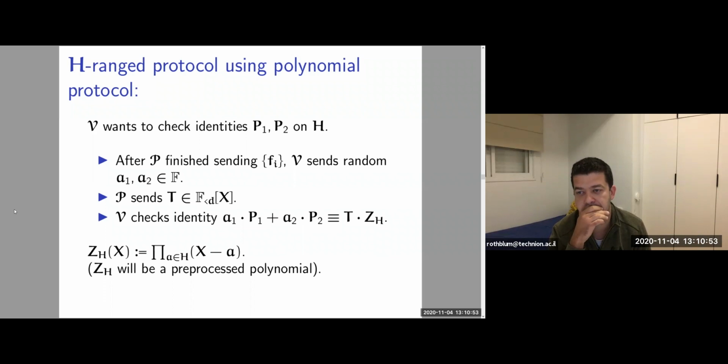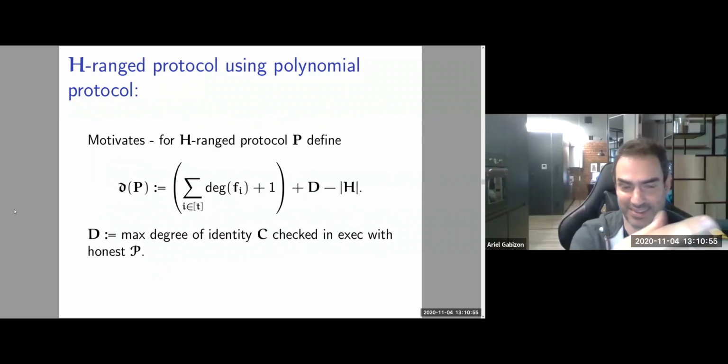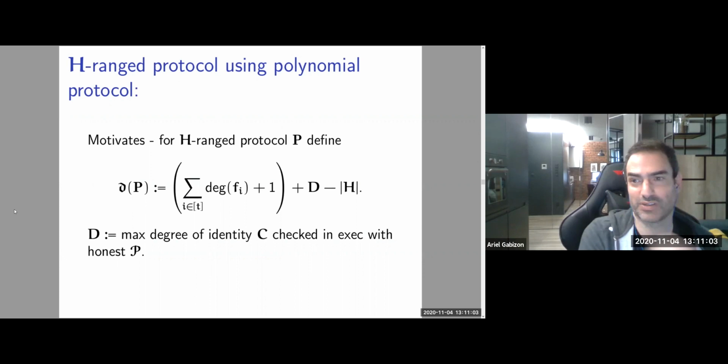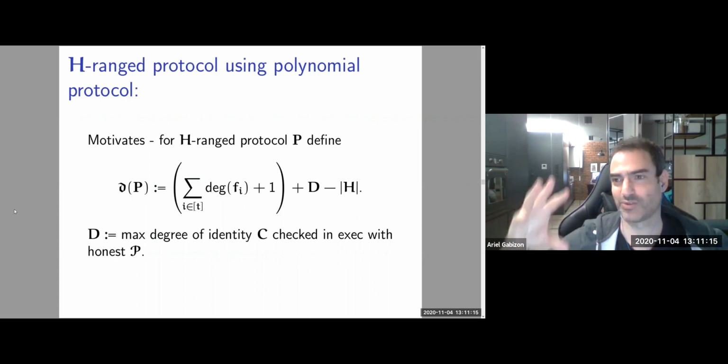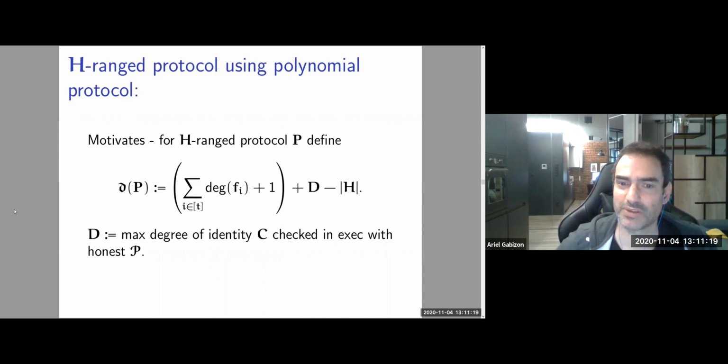Okay, so this motivates the definition that for an H-range protocol, we'll define its complexity to be, as before, the sum of degrees of the Fs, plus what we're going to pay for sending this quotient T, which will be D minus H, where D is the maximal degree of an identity that comes up in the protocol.